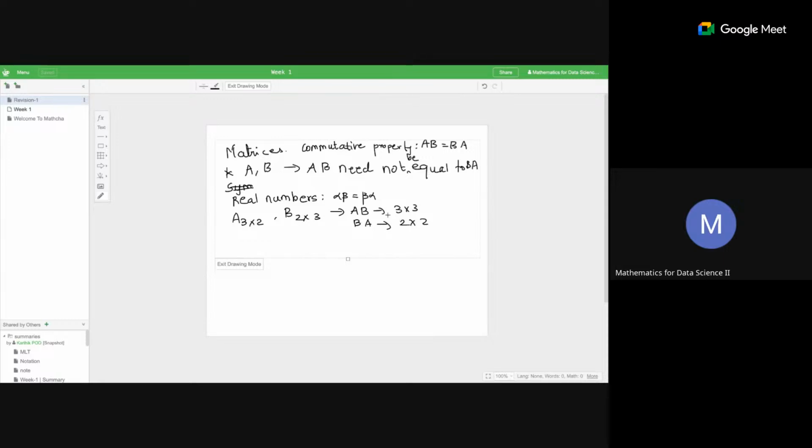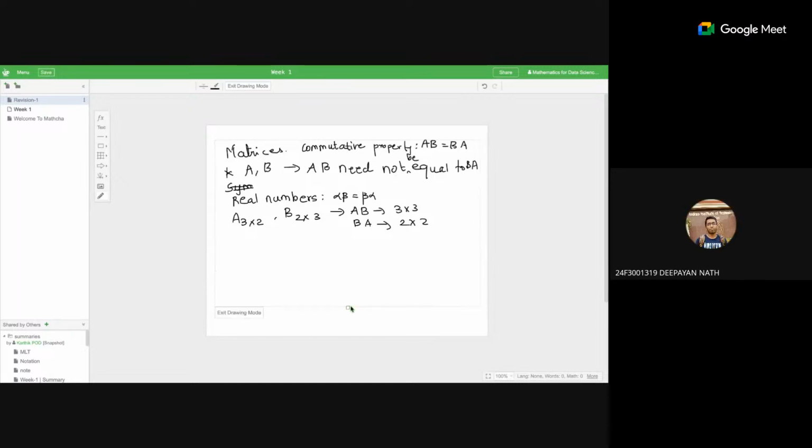First of all, you can see that in general the order need not be equal. Suppose we are assuming both are of the same order, both are square matrices, let us say. Even then, they need not be commutative. This is a general property for matrices. All right, is that clear?